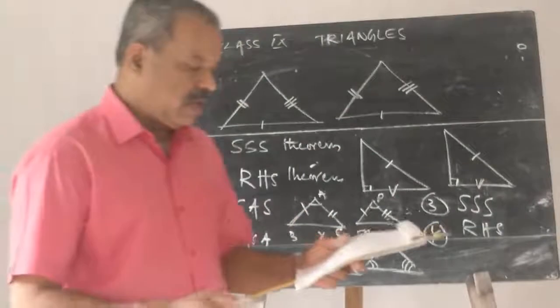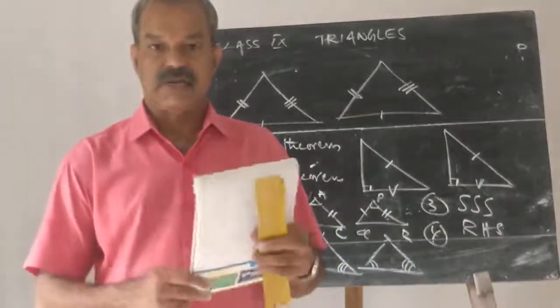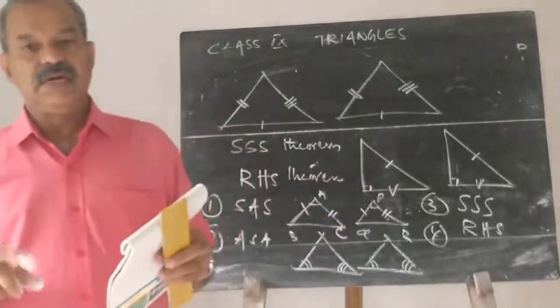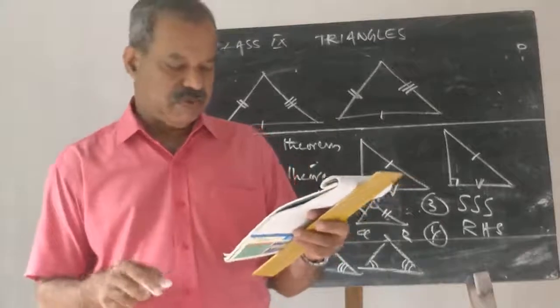Then the property of isosceles triangles. The angles opposite to equal sides of an isosceles triangle are equal, or in any triangle, if two angles are equal, then the sides opposite to them are also equal.